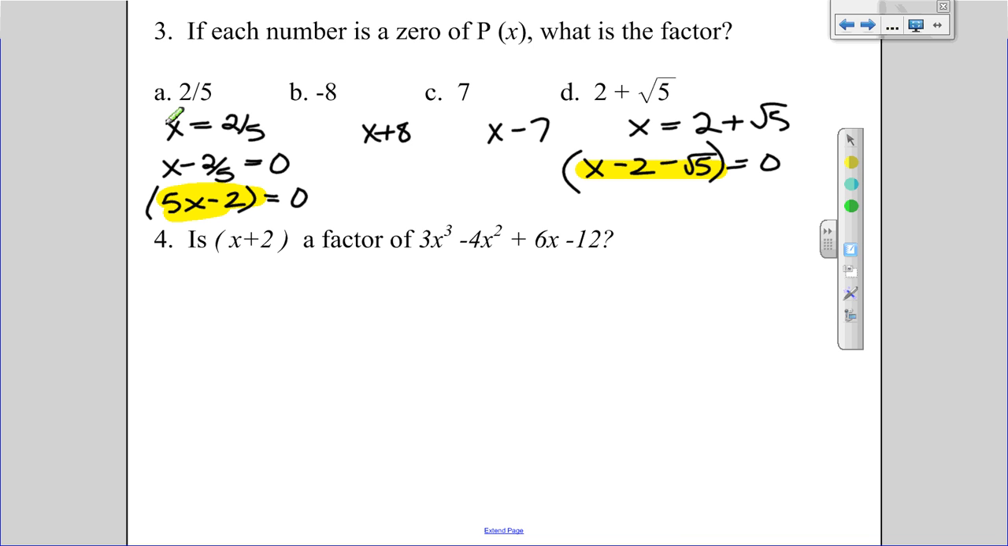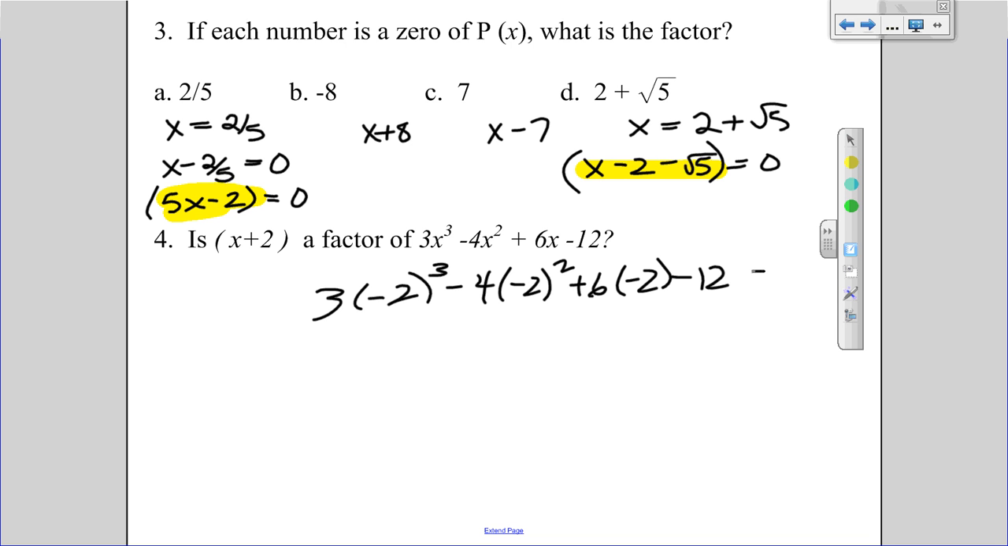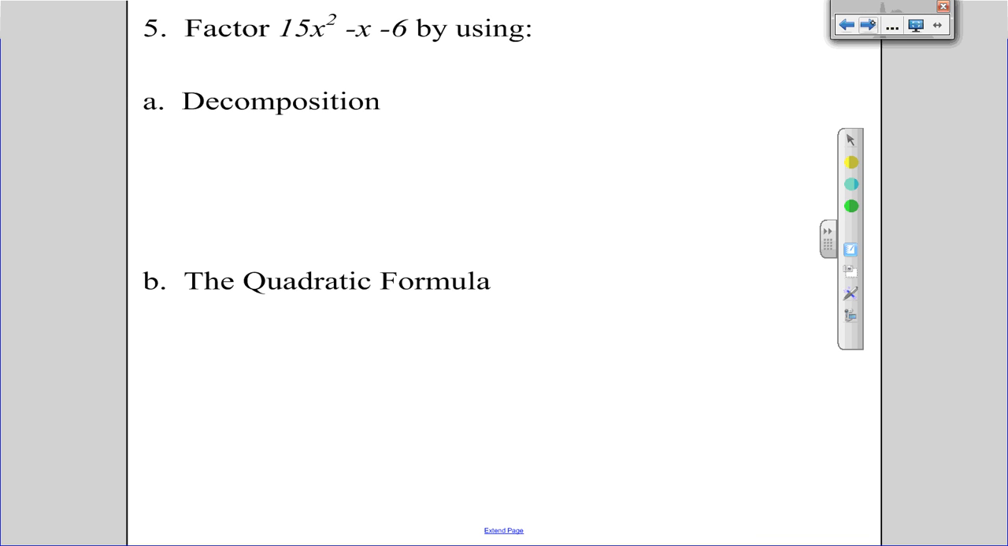Quick review of the factor theorem in step 4. How do we check if something's quickly a factor? Well, we use that 0, in this case minus 2, and we replace x with minus 2 and check. Does that equal 0? Because if it is, then yes, it's a factor. If it's not equal to 0, then it's not a factor.